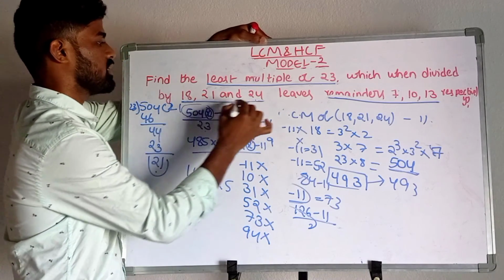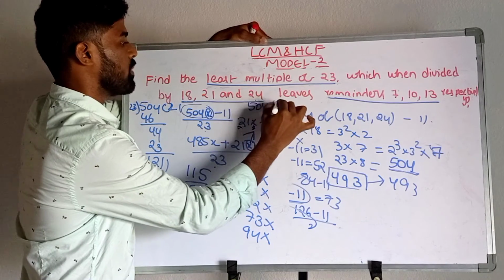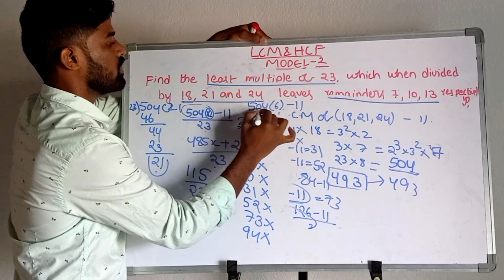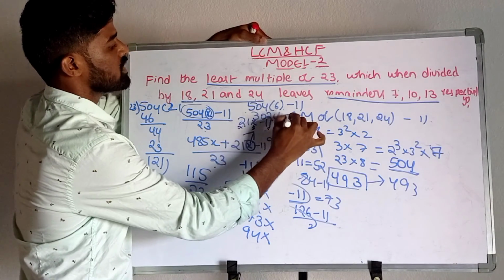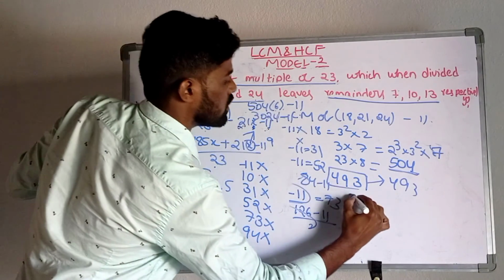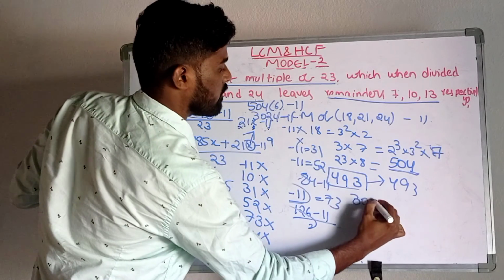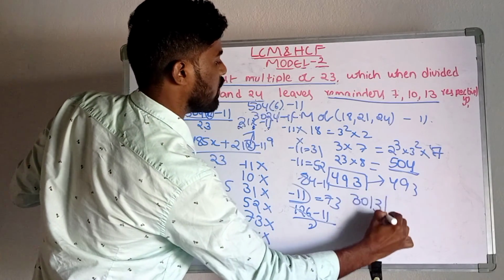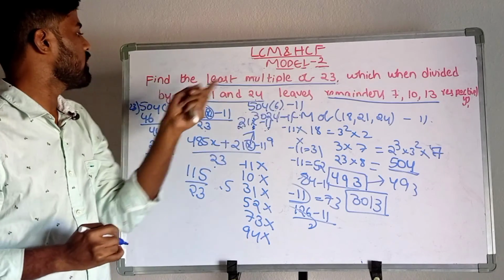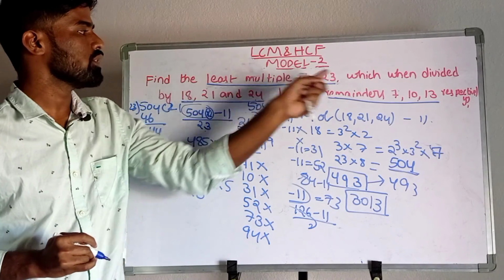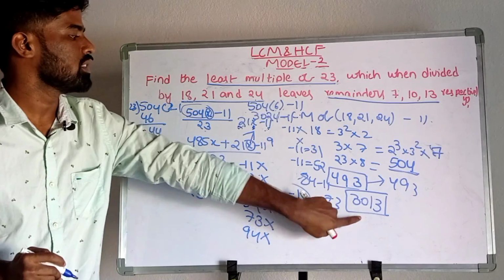We keep x as 6: 504 into 6 minus 11, 3024 minus 11, which is 3013. Our answer is 3013. The least multiple of 23 which when divided by 18, 21 and 24 leaves remainders 7, 10, 13 is 3013.